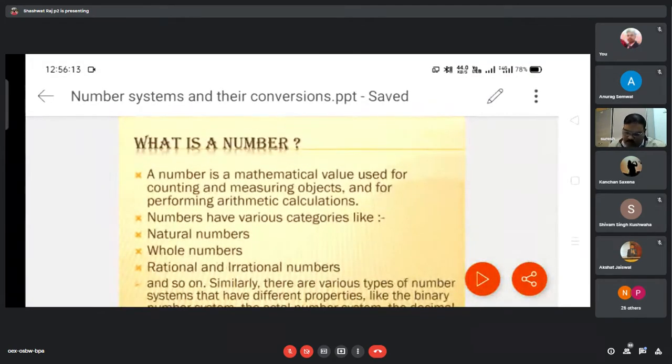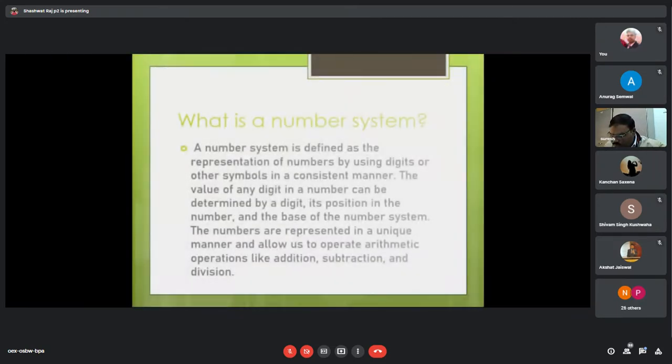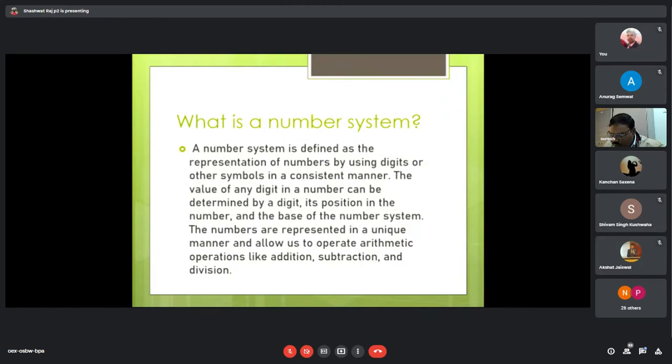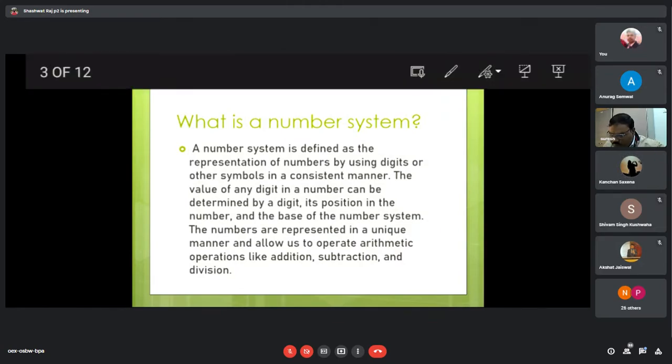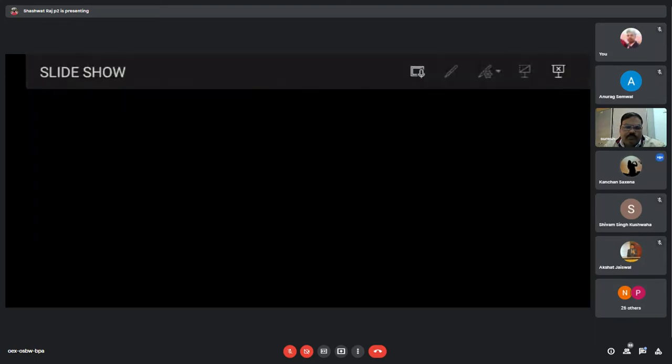And number plays a crucial role in representing anything around our world. This is not working. Wait. I have to start one.